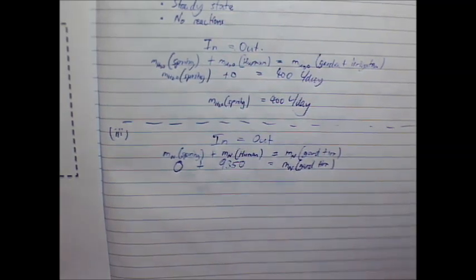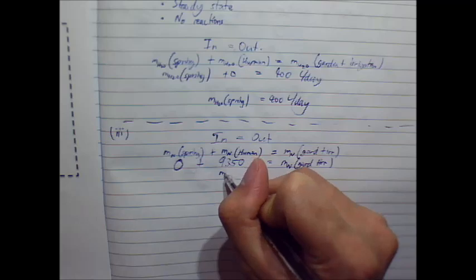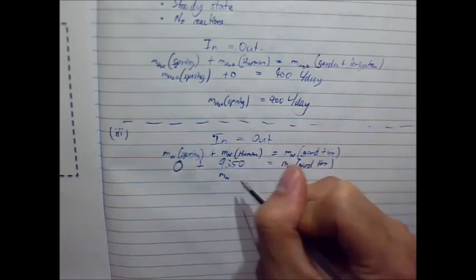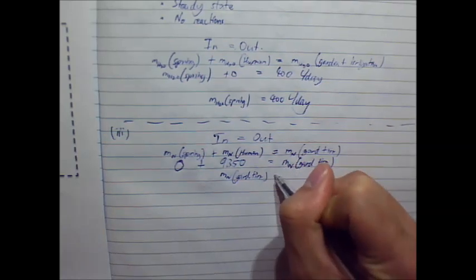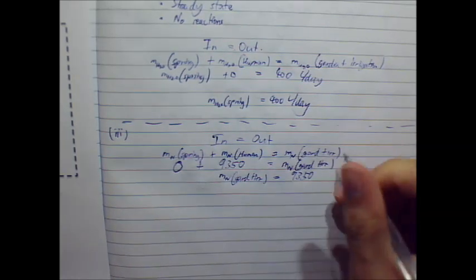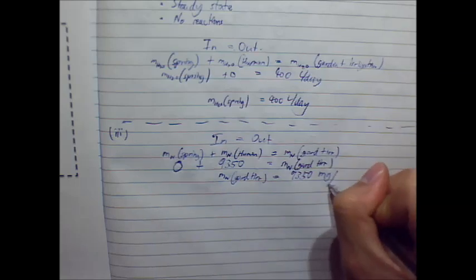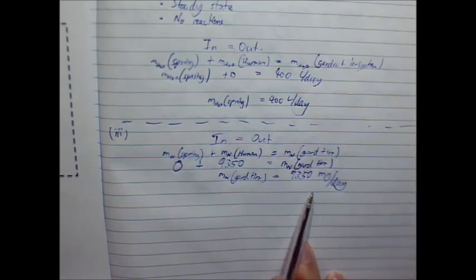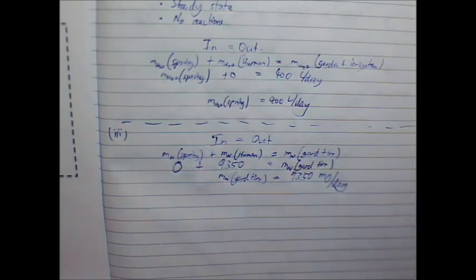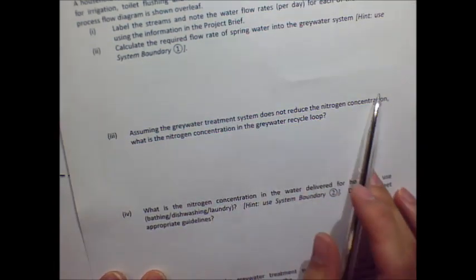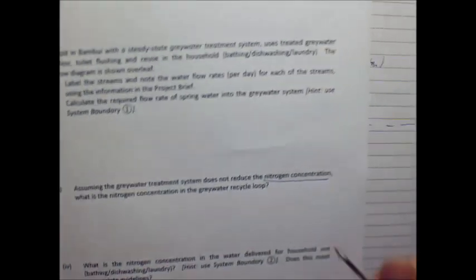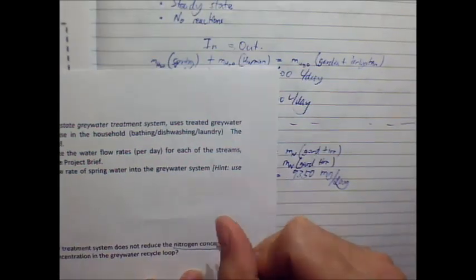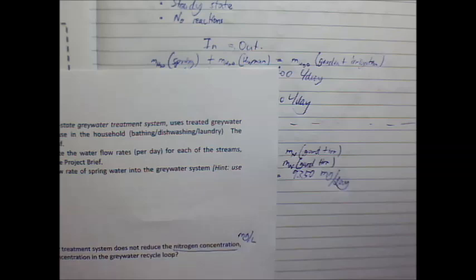Once again, it's a very simple mass balance that we're asking you to do. All you have to do is solve that, and that tells you the mass flow rate of nitrogen in the garden irrigation stream is just going to be 9350 milligrams per day. Now this is a flow rate, milligrams per day. The question, if you read, is asking you for the concentration of nitrogen. So we want to solve for that. The concentration would be given to us in milligrams per litre, or something like that.